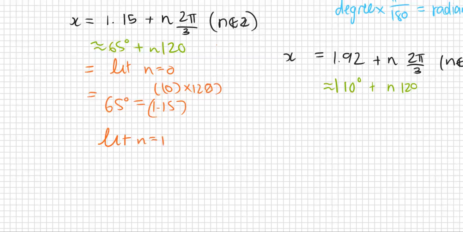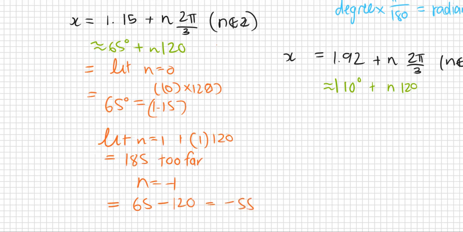And if we let n equal 1, then we're adding another 120. So it's plus 1 times 120. 65 plus 120 is 185, so it's too far. Okay, let's try just for the sake of it. If we let n equal minus 1, we're subtracting 120. 65 minus 120 is negative 55.